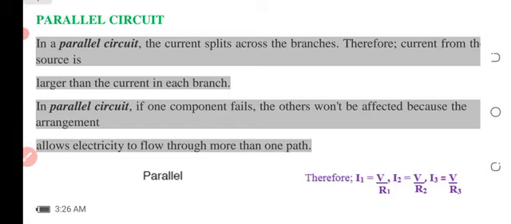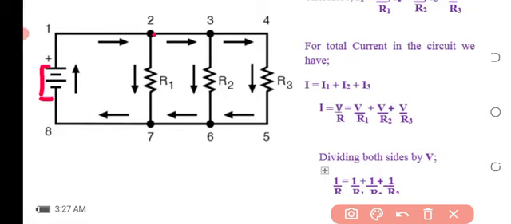Let's quickly look at this statement here. This is an example of a parallel circuit, and what are we saying? When current is coming from the source here, at point 2 where we have a branch, the current can be divided. The current will be divided.